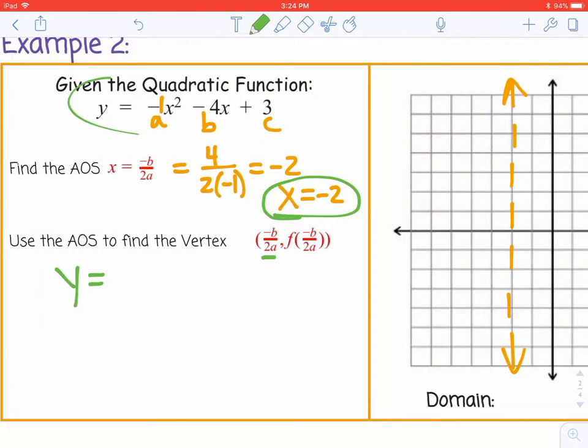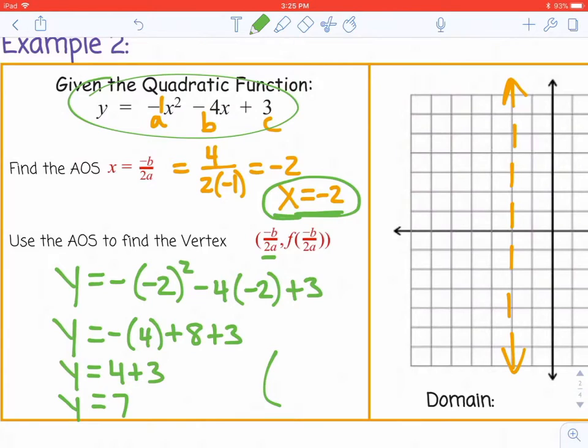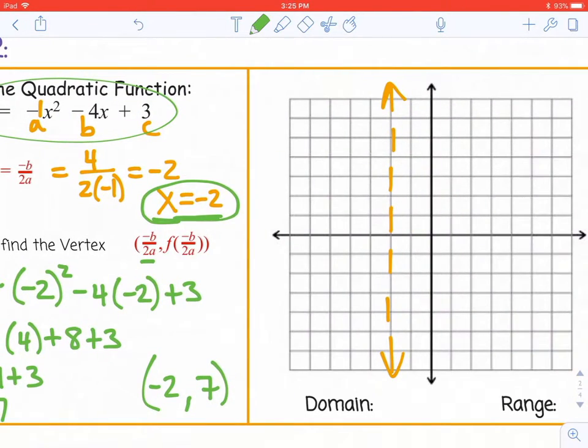So y equals, just use your original function, negative, and then we have x equals -2 that we just found. So negative -2 squared minus 4 times -2 plus 3. So then that would simplify to be -4 plus 8 plus 3, which will be 4 plus 3, which is equal to 7. So our vertex is the x from our axis of symmetry and the 7 when we plugged that number back in. So -2, 7 would be left 2 and then up 2, 4, 6, way up there at the top.